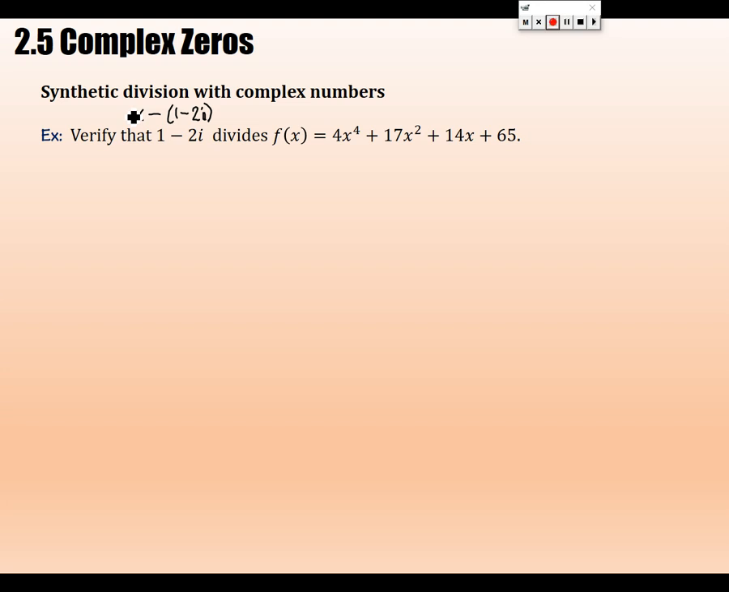Would we get a problem like that on a quiz or a unit test? I don't see why it's a problem for you to get one like that. But yeah. So we have like 2i and negative i. How would we define this? You just do 1 minus 2i up in the corner. And then 4, 17, 4, 0, 17, 14, 65. Start multiplying 1 minus 2i.